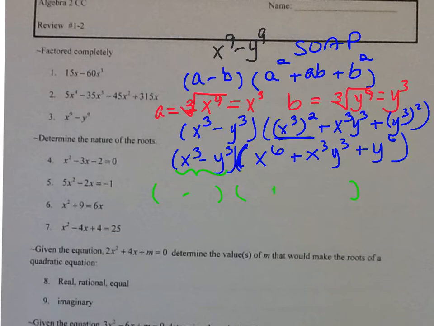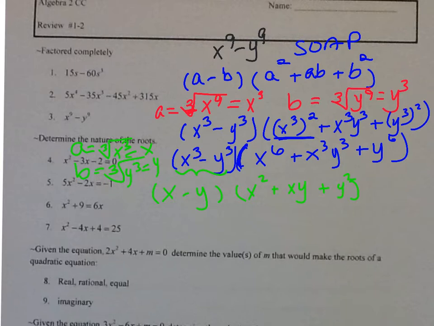Same sign, opposite sign, always positive. So we have a is the cube root of x to the third, which is x, and b is the cube root of y to the third, which is y. So it's going to be x minus y, x squared, because you square the a times b, which is xy, and the last term, which is y squared.